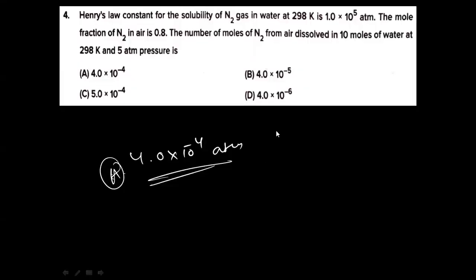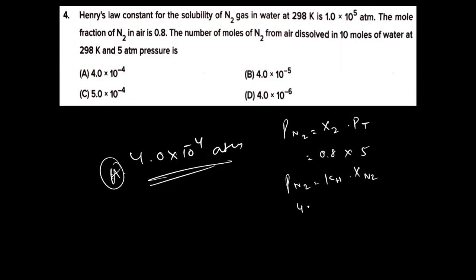ಇದನ್ನ ಸಾಲ್ವ್ ಮಾಡೋದು ಹೇಗೆ ಅಂದ್ರೆ, so first you have to apply the formula P N2 which is equal to x2 into p total. So mole fraction ನಮಗೆ ಗೊತ್ತಿದೆ 0.8 into, so total pressure they have given 5 atmosphere. So then P N2 which is equal to KH into XN2. This is Henry's law mathematical equation, ಅಪ್ಲೈ ಮಾಡಬೇಕಾಗುತ್ತೆ.